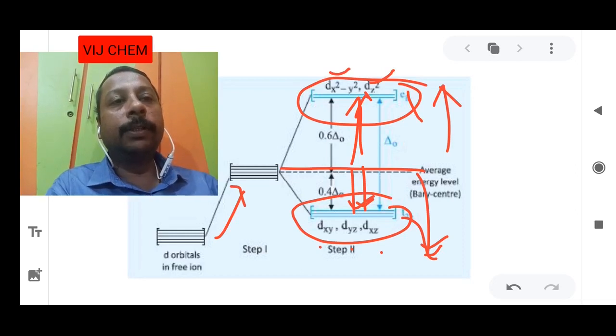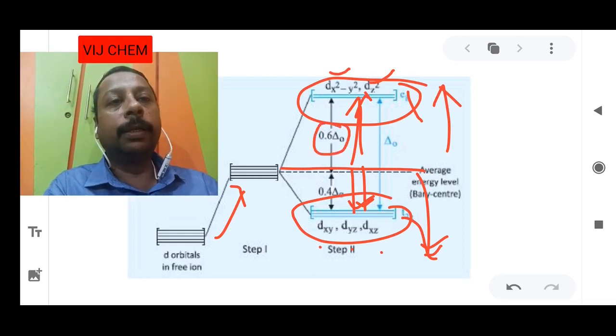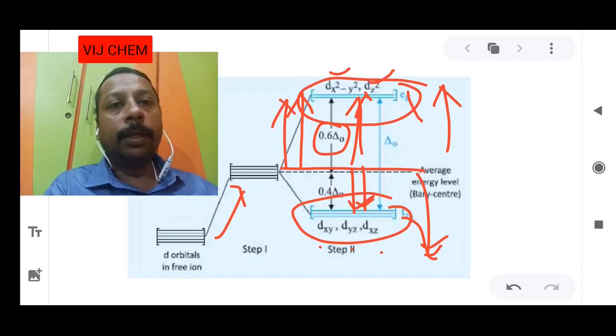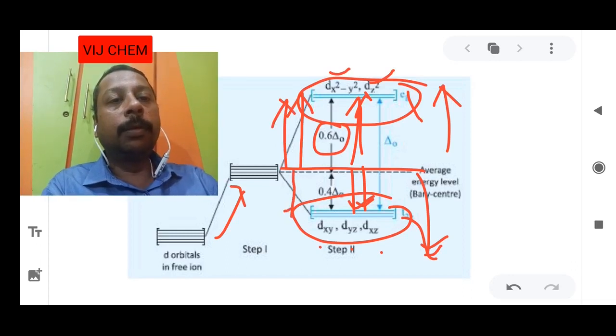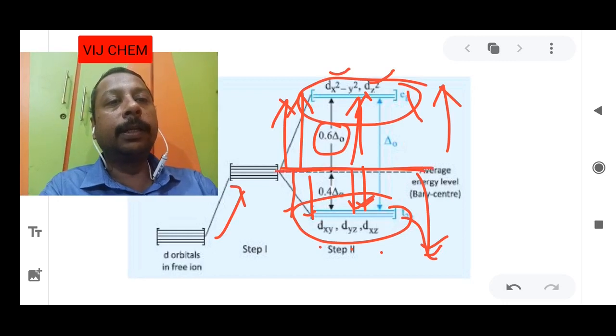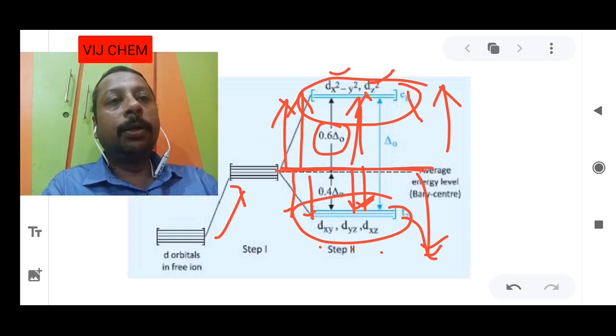3 by 5 is how much? 0.6. Why did this 0.6 come? Is it clear now? Out of the 5 orbitals, 3 orbitals are pushed up, so it is 3 by 5, and 2 orbitals are pushed down, so it is 2 by 5. 2 by 5 is 0.4. This is not exactly the center: at the top it is more, and at the bottom it is less.